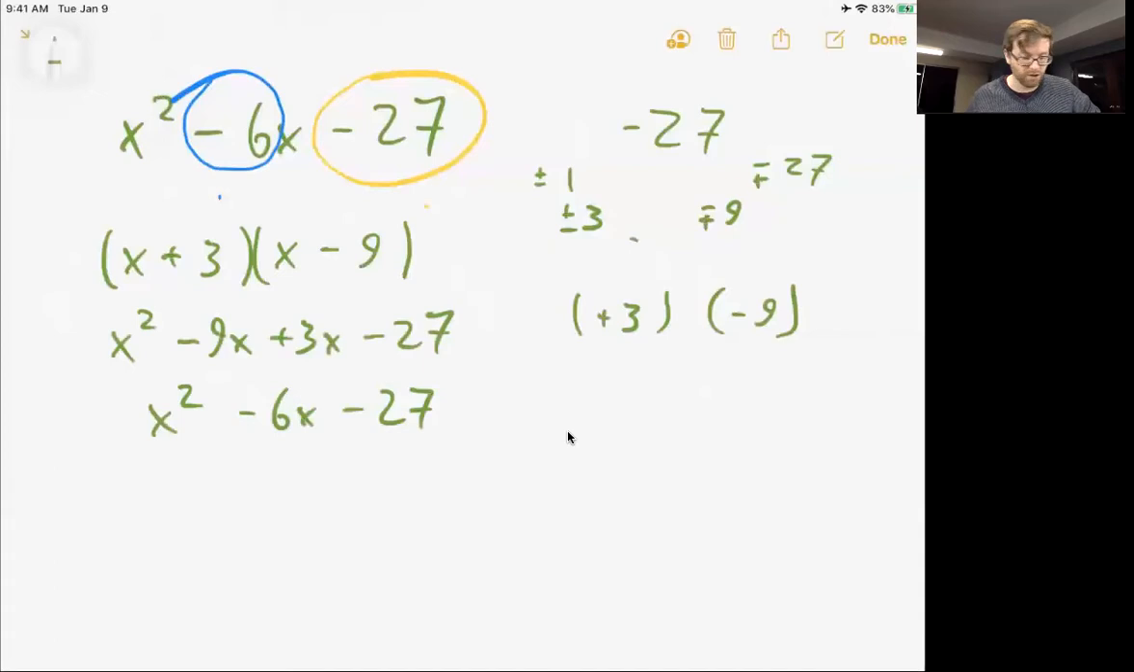Okay, so we saw two examples where the leading coefficient was 1. I think that's probably enough. But tomorrow, I'll show you methods, just one method really, of what to do when the leading coefficient is not 1, something other than 1. So we'll look at that in tomorrow's video.